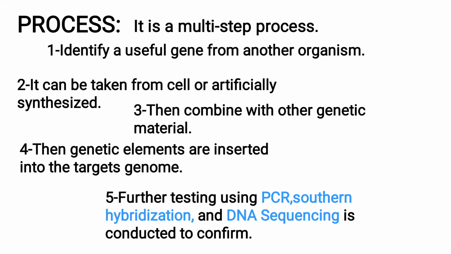Fourth, then genetic elements are inserted into the target's genome. It means the target genome, which shows the properties of that gene which was inserted in the genetic material. Fifth is further testing using PCR, Southern hybridization and DNA sequencing is conducted to confirm. It means that after the procedure we want to confirm that the gene basically contains all the properties which we want. That's why testing by using different methods is performed.